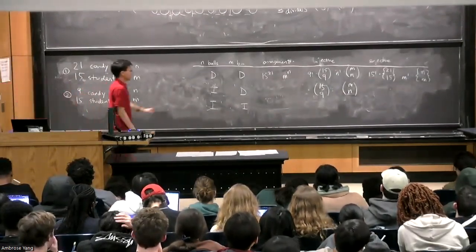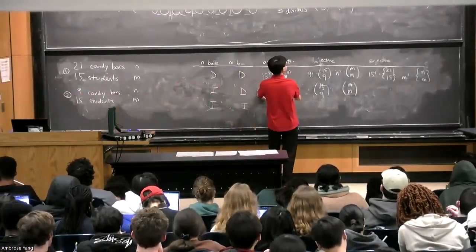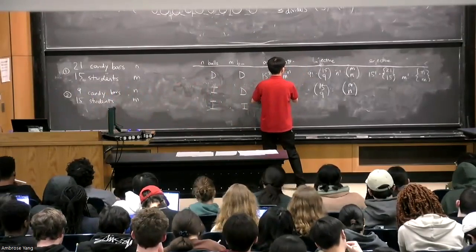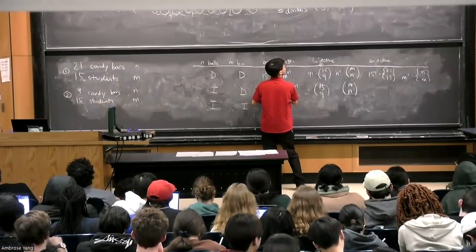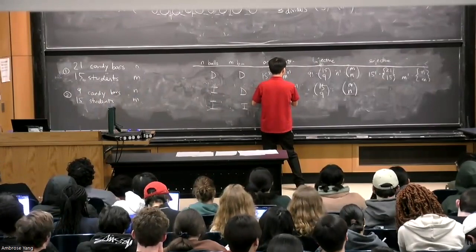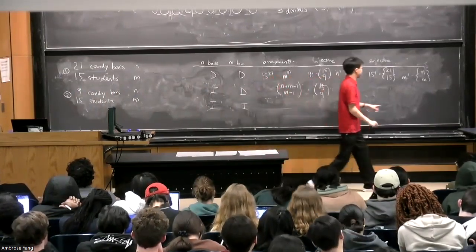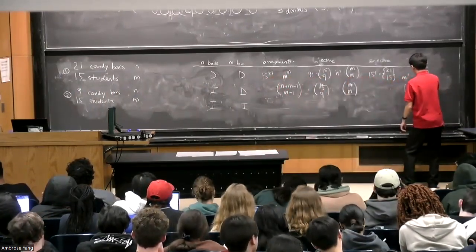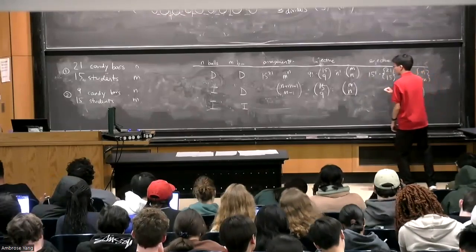In the case of normal arrangement, that's the balls and bins, n plus m minus 1, choose m minus 1. Here in the surjective arrangements, I did n minus 1, choose m minus 1.